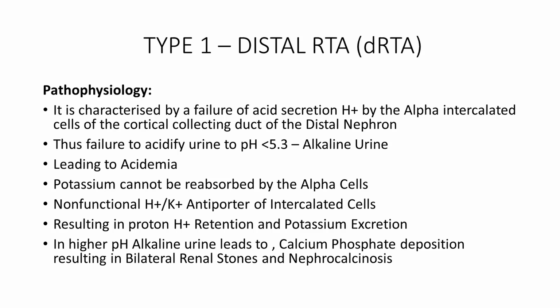alkaline. This alkaline urine leads to calcium phosphate deposition, resulting in bilateral renal stones and nephrocalcinosis. So basically, alkaline urine is the culprit, which leads to the deposition of calcium and phosphate, resulting in bilateral stones.